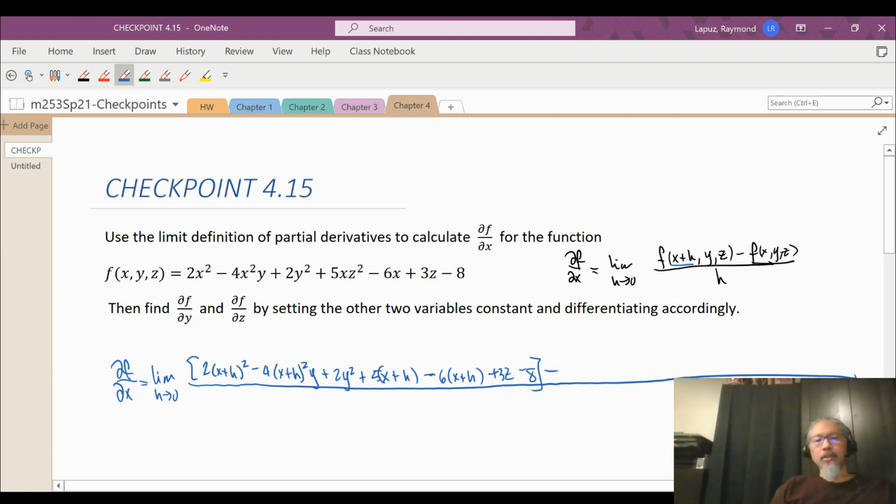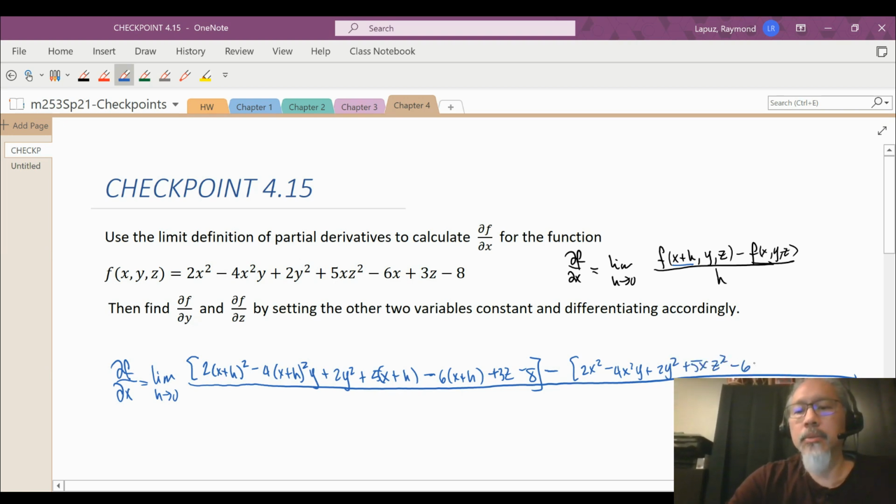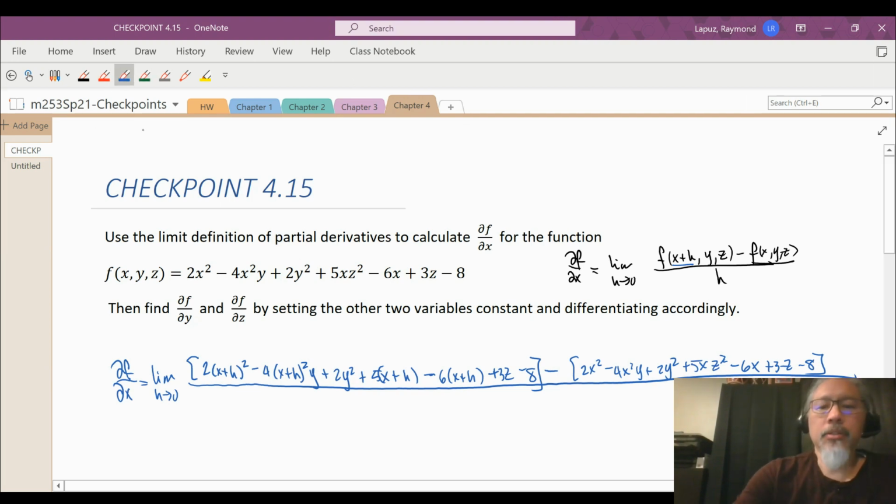We're going to expand this in a few minutes, but let's first write the rest of the limit down. The second part will just be the function as it is. That's 2x squared minus 4x squared y plus 2y squared plus 5xz squared minus 6x plus 3z minus 8. Oh, yeah, and we want to divide this whole thing by h.